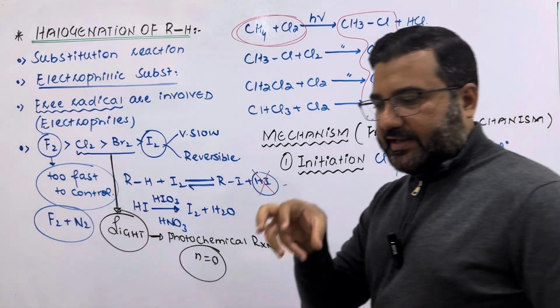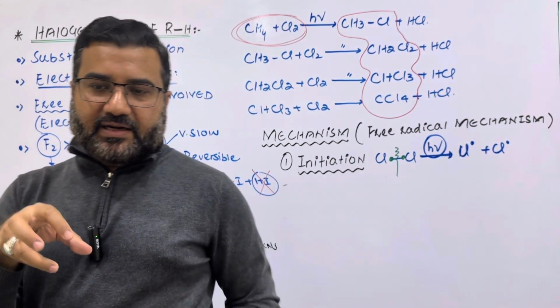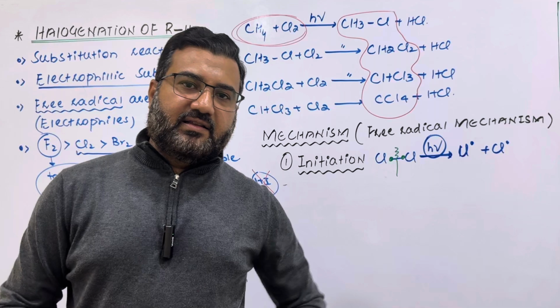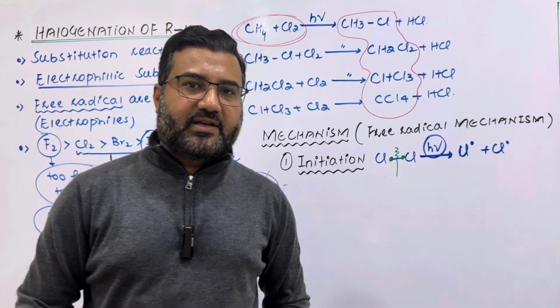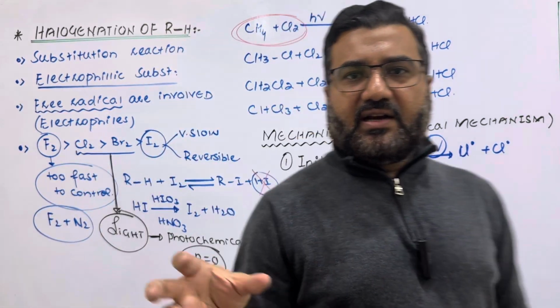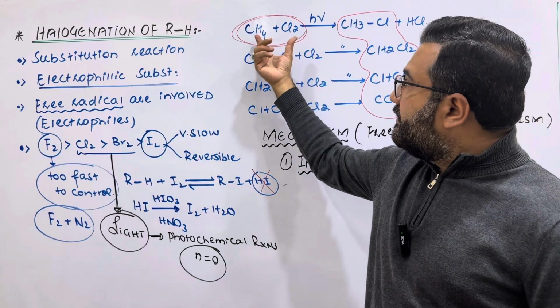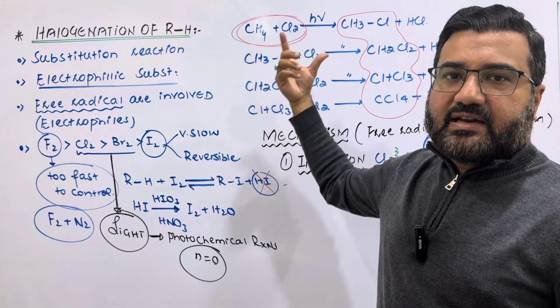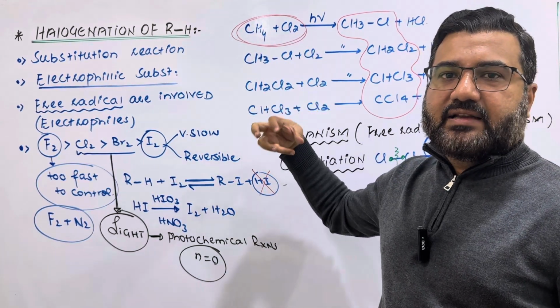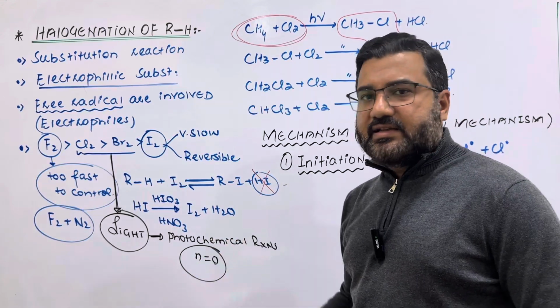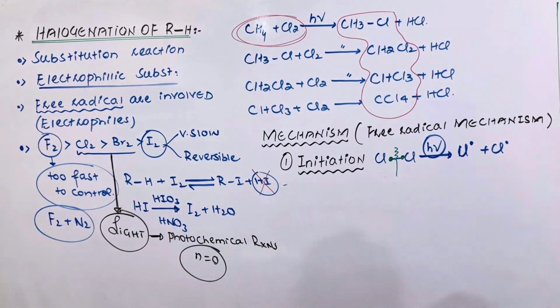So if you increase the brightness or intensity of the light, then the speed of the reaction will also increase. So the speed of reaction does not depend upon the concentration of the reacting species, rather it depends upon the intensity of the light. That is why it is a zero order reaction, independent of the concentration of the reactants.